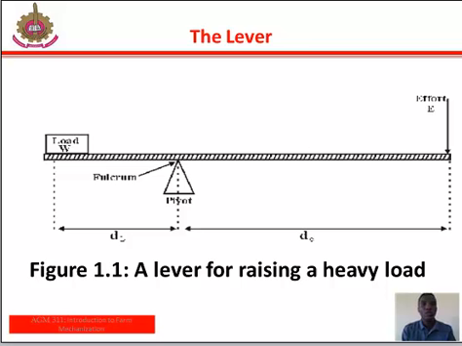Now talking about the basic machines, we are starting with the lever. According to the diagram shown on the slide, a lever is the simplest form of machine. For example, a long pole or a rigid bar that is pivoted on a fulcrum to raise heavy objects is an example of a lever. The fixed point at which the straight long pole or rigid bar rotates is the fulcrum.